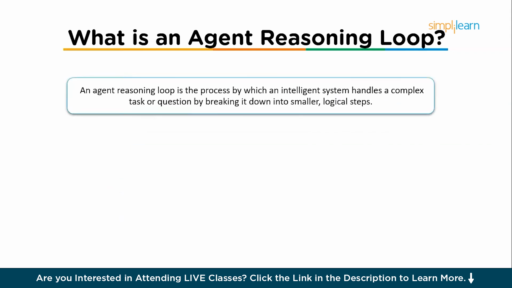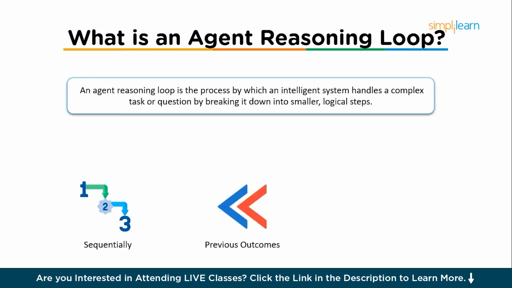Now let us understand what an agent reasoning loop is. An agent reasoning loop is the process by which an intelligent system handles a complex task or question by breaking it down into smaller logical tasks. Instead of solving the entire problem in one go, the system processes each step sequentially, adjusting its actions based on the previous outcomes. This makes it much better at handling intricate, multifaceted problems that cannot be solved in a single forward pass.